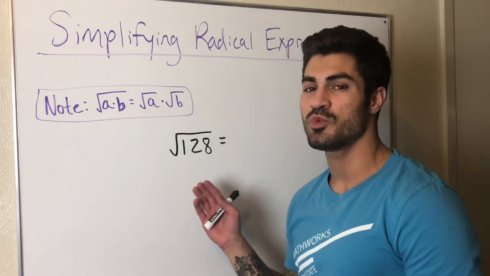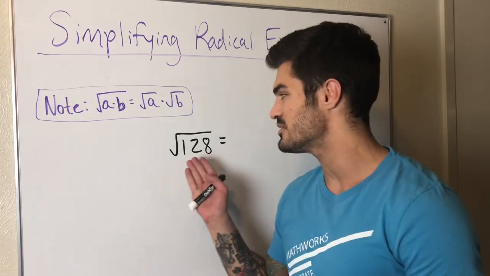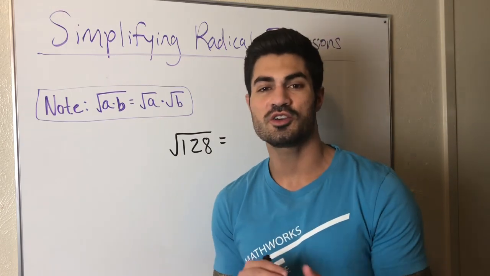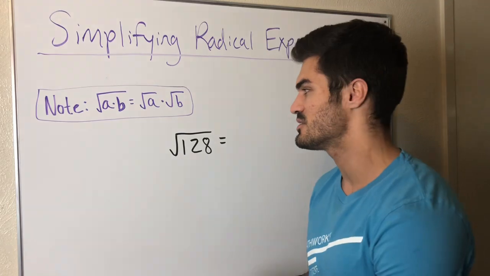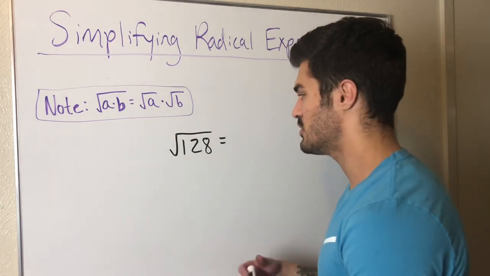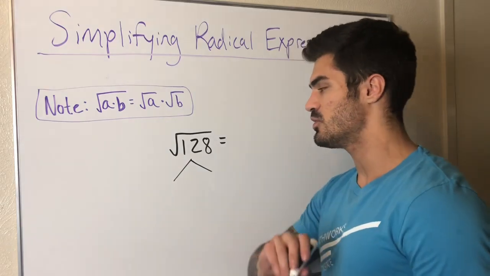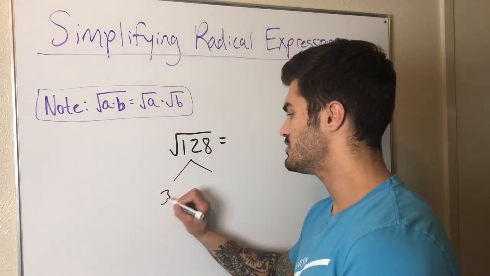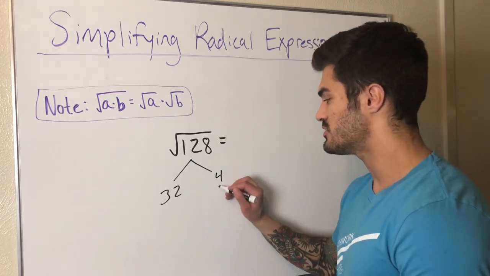Basically what we're going to do to this 128 is what's called a prime factorization. So we factor this into the product of a bunch of prime numbers, right? So 2, 3, 5, those kind of things. So we basically break this down as much as we can. So the first step, you just pick any two numbers that multiply together to be 128. I'm going to pick 32 and 4. And then you just keep breaking things down into prime numbers.